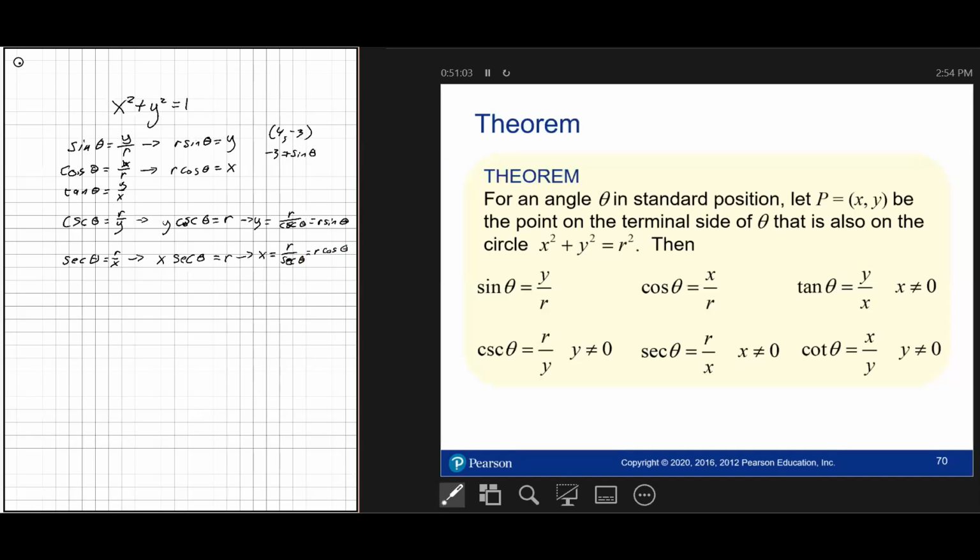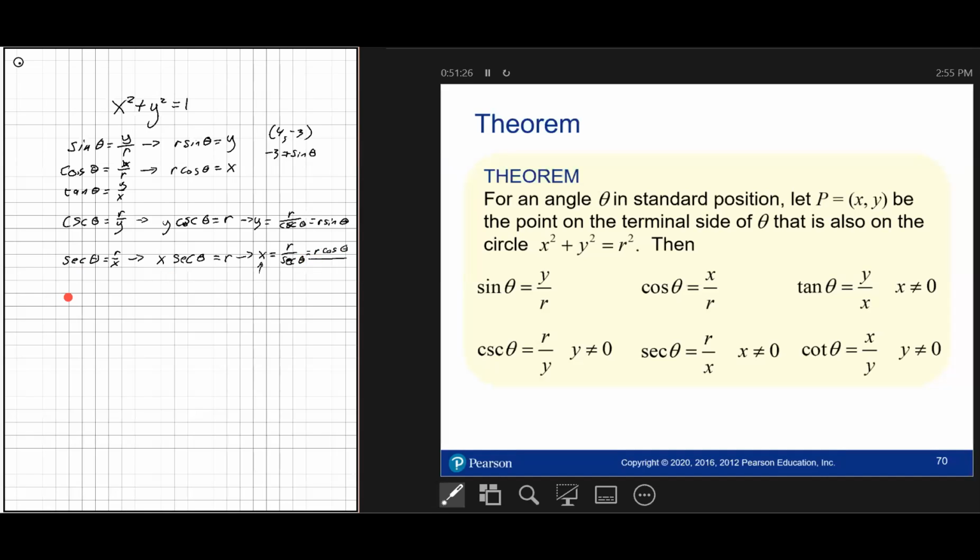Well, it makes sense that we would be talking about the same x value for cosine as we would think of for secant. The x value would be the same for those two, for that point.